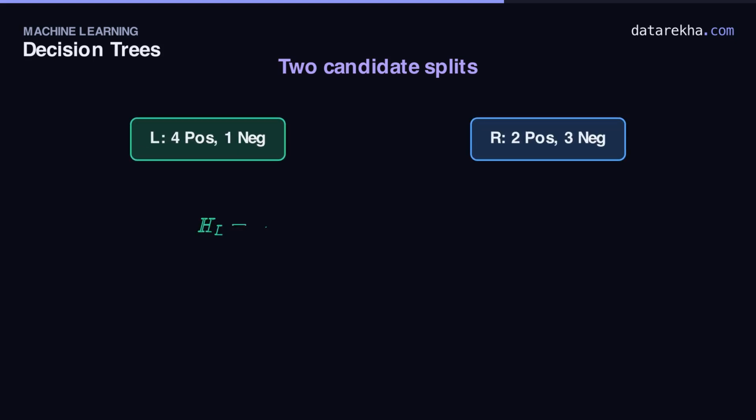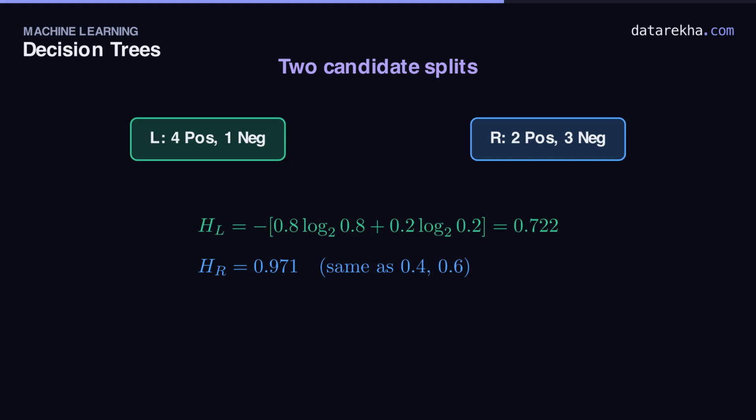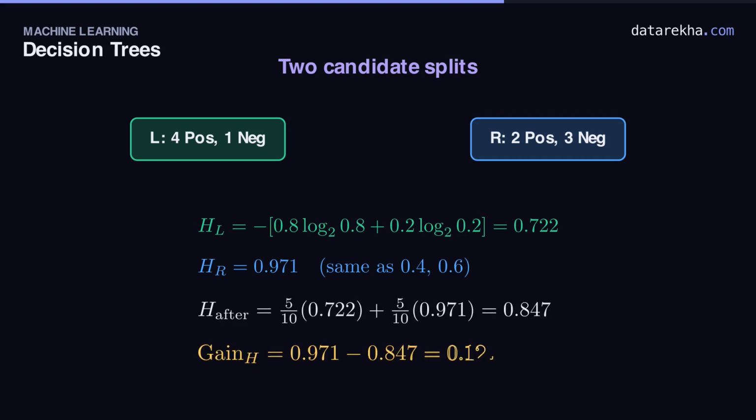Now a candidate split lands 5 samples on each side. The left child has 4 positives and 1 negative. The right has 2 positives and 3 negatives. The left is fairly pure. Entropy 0.722. The right is exactly as mixed as the parent, 0.971. Weight them equally. Since each holds half the samples, the after impurity is 0.847. Subtract from the parent, and the information gain is 0.124 bits. A modest but genuine improvement.